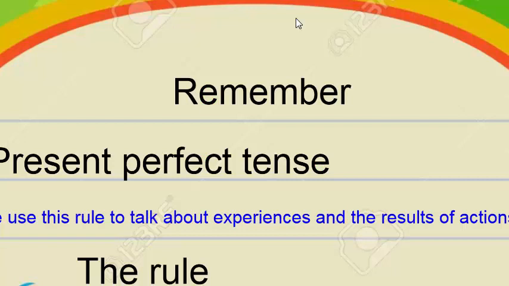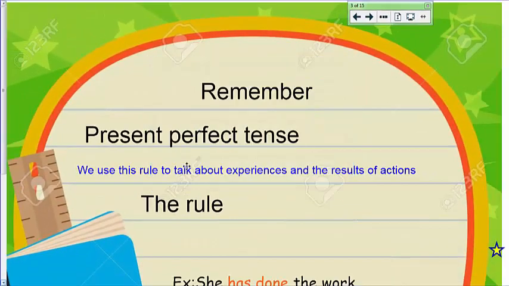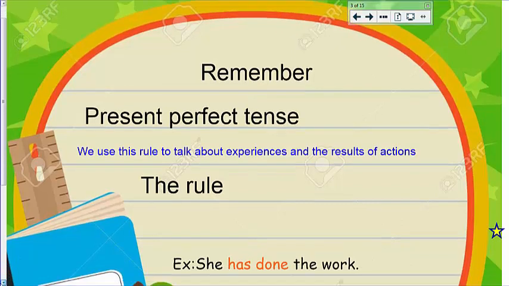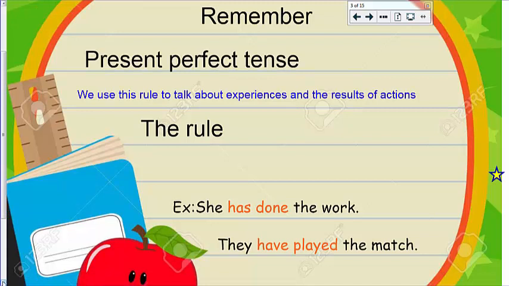Before I move on to talk about the present perfect in passive form, let's revise the present perfect tense in active form. We use this rule to talk about experiences and the results of actions. Look at these examples. She has done the work. They have played the match. Look at has done and have played. Done here, it is an irregular verb. But played, it is a regular verb.